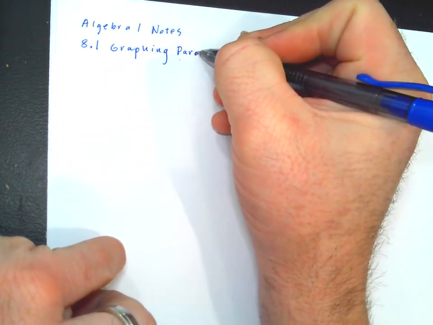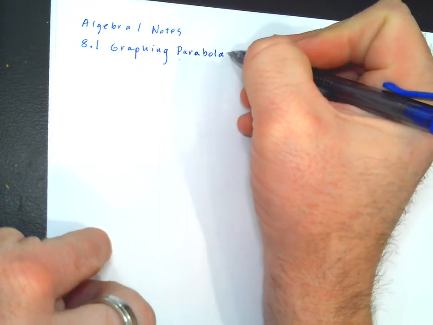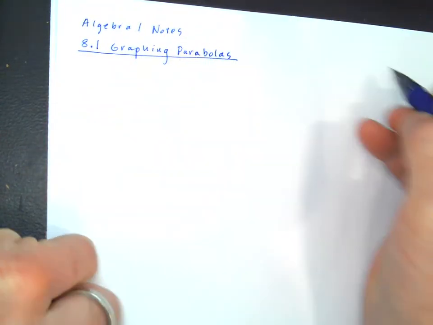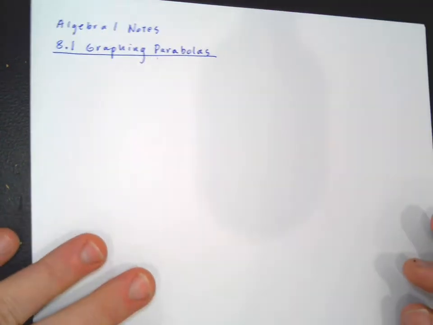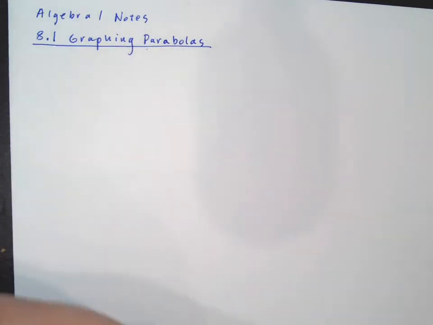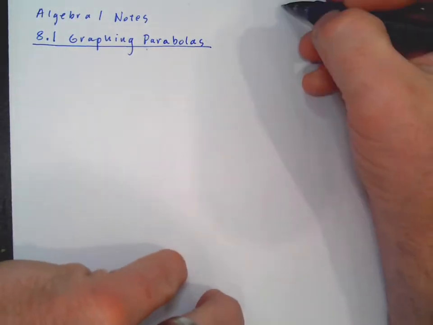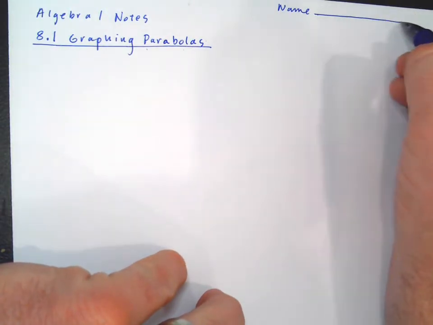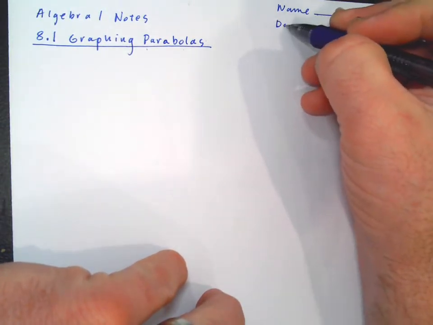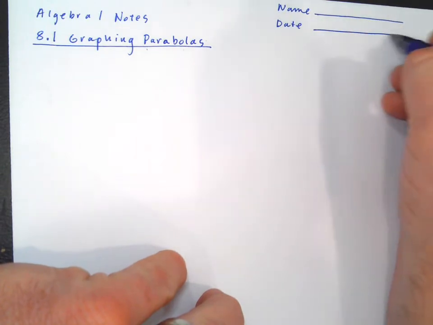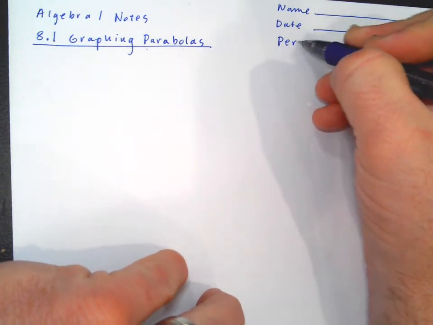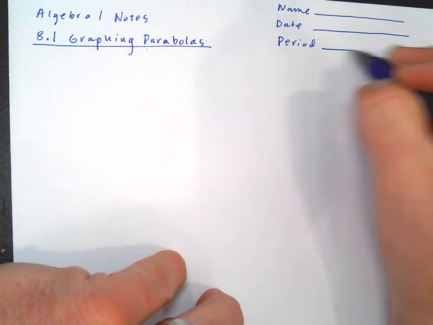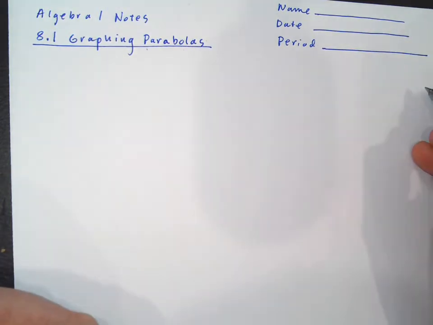Now, if you want, you could do this on graph paper. There is a good amount of graphing, and graph paper just makes it easier. Makes it quicker, makes it look nicer. I'm just going to try and do it without graph paper right now. So write your name, date, period on it. And let's take all these notes.